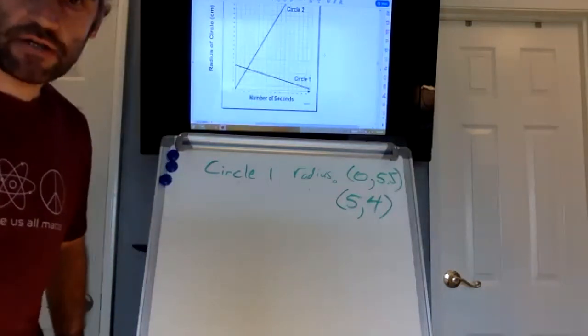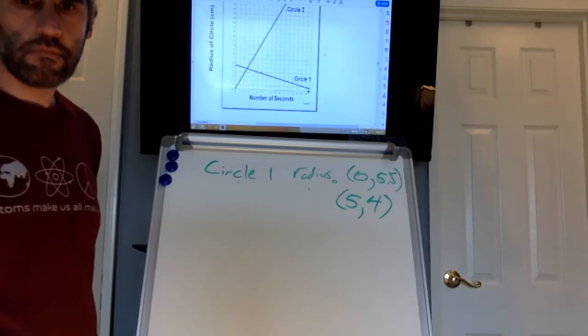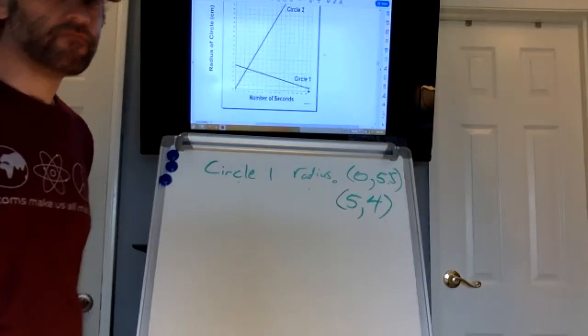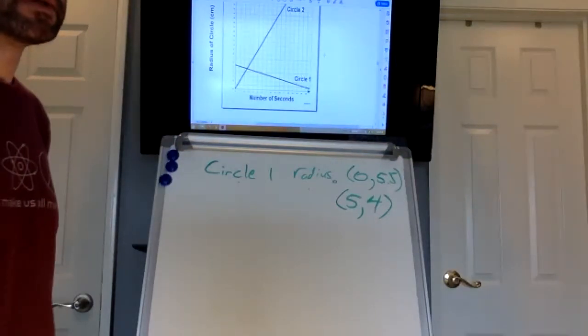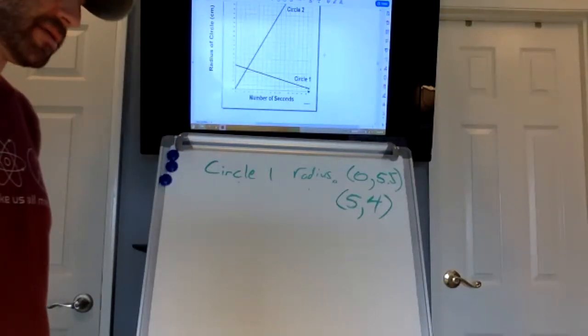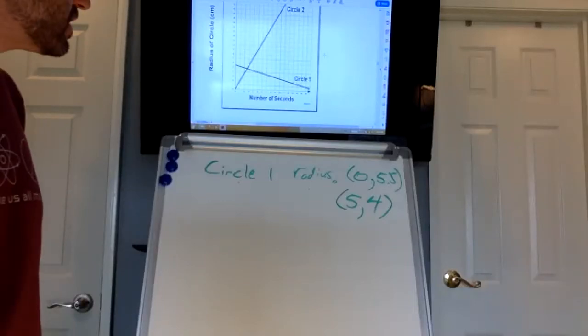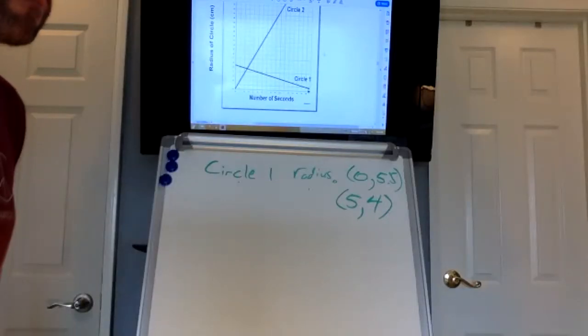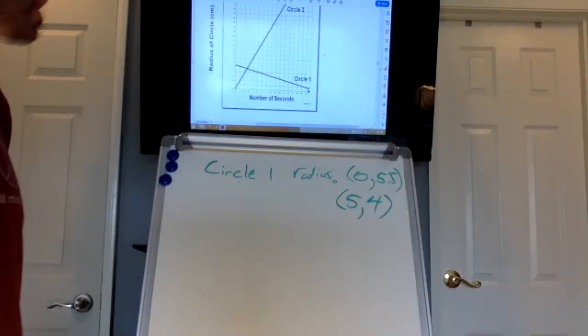You can ask me any questions. What's the rate of change? Yeah, the delta y over the delta x. How is the circle's radius changing with respect to the change in time?